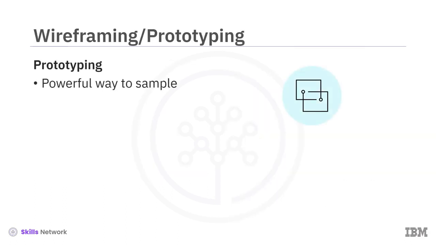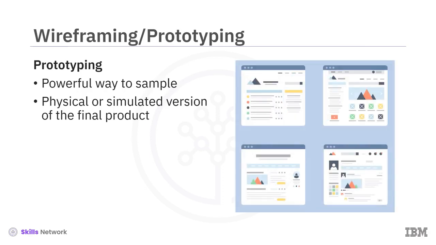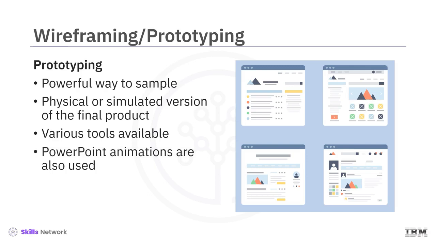Prototyping is a powerful way to have a sample, physical or simulated, version of your idea or final product. Let's say you are designing a new bicycle. A physical prototype may be a 3D printed version of your product design. Similarly, a simulated prototype for a mobile application may be a rough-cut design of the application, with simulated interaction to show how your application will function. There are various tools available to help design digital prototypes. While an advanced tool is Figma, one can also use PowerPoint animations to show how your interface will function.